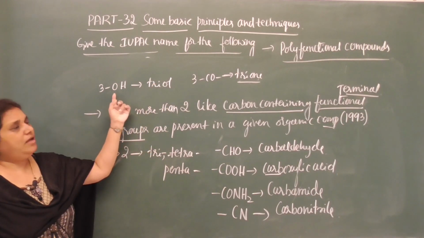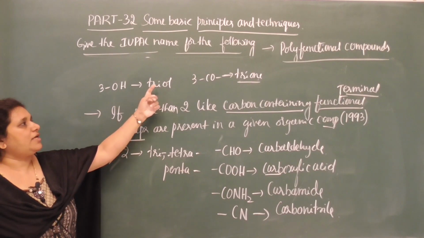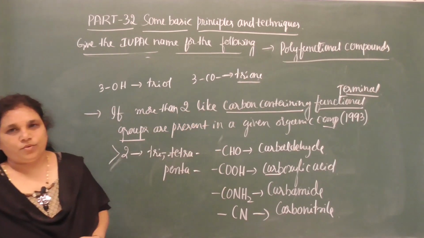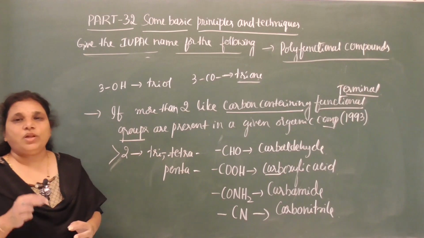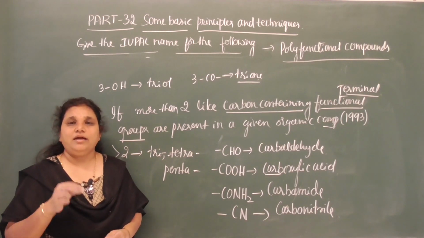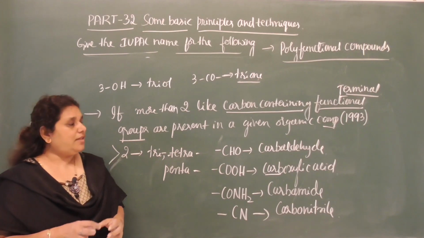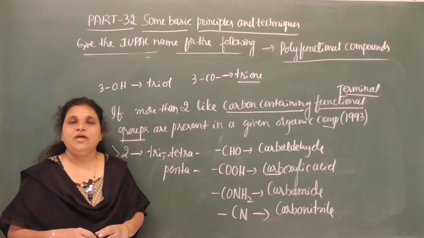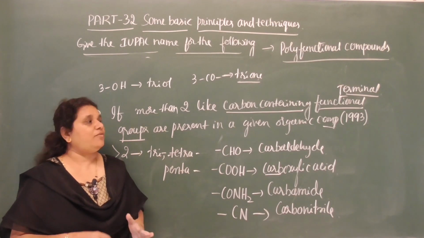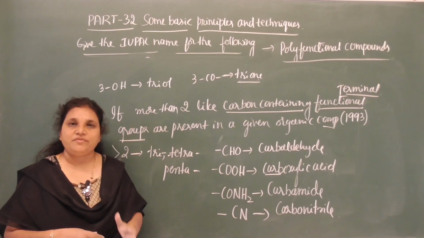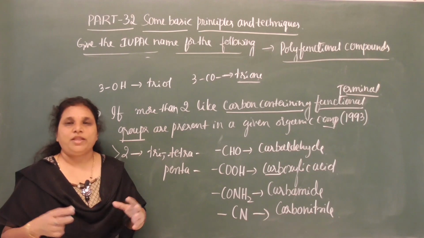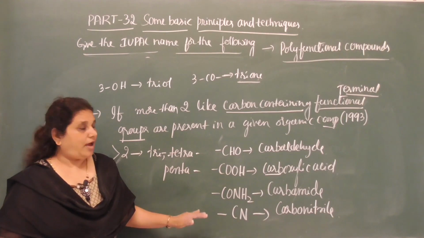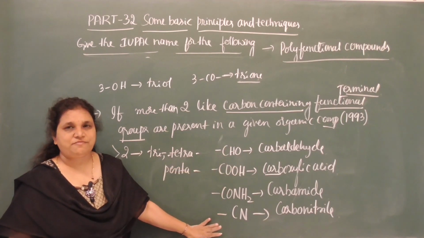I have given examples. If 3 OH groups are there, then you can name it as triol along with the positions. If 3 ketone groups are there, then you can use trione. But if more than 2 like carbon containing terminal functional groups are present, then you cannot consider the carbon atom. We are not considering the carbon atoms of the functional groups in the root word, and we have to name those compounds as a derivative of the parent alkane when they are attached to the non-branched carbon chain of an alkane. And we have to use special suffixes for that.